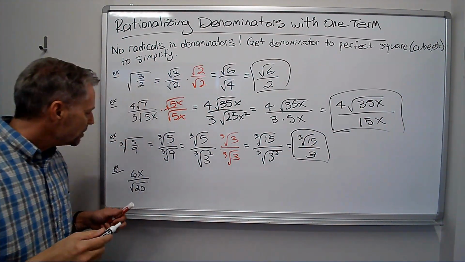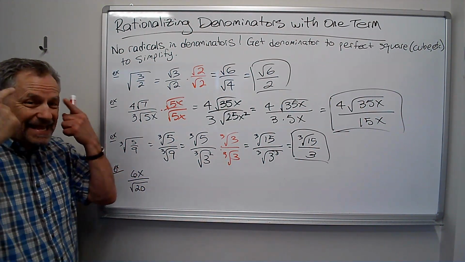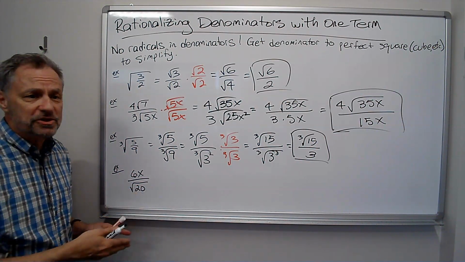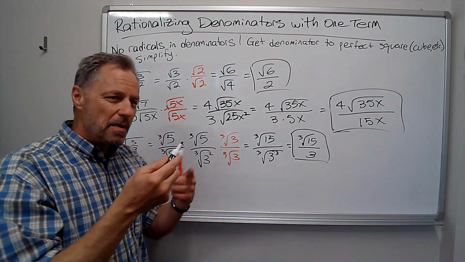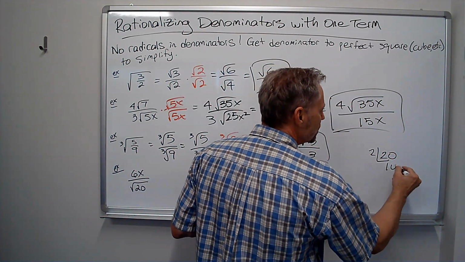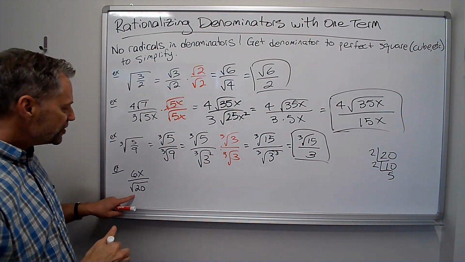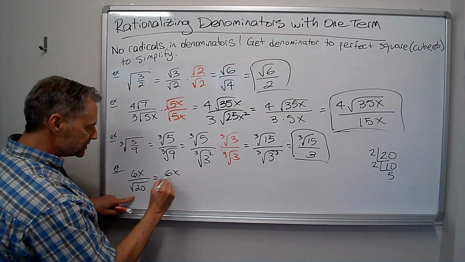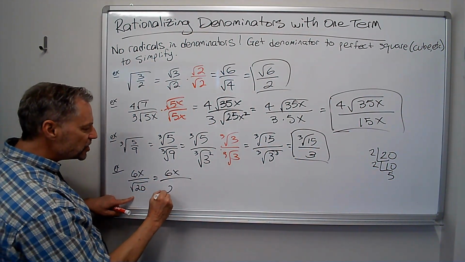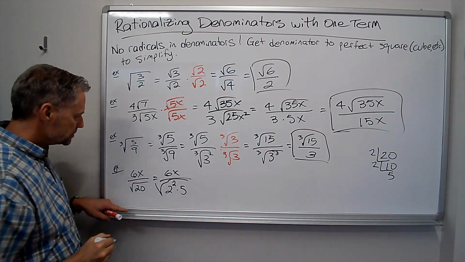All right. One more. This time I have a 20. The 20 is not nice, and I can't even think of a nice cube with 20. So I'm going to go over here and see what makes up this 20. Let's see. 2 goes into 20 10 times. 2 goes into 10 5 times. So this is really 6x on the top, but the bottom is really 2 squared times 5.